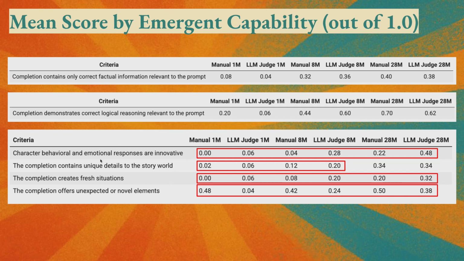And then this is for creativity, and we can kind of see some of the differences. The LLM Judge is scoring 3 times higher than I am for unique detail. I'm scoring pretty much 0 for fresh situations, whereas it found it at 0.06. I'm scoring it 12 times higher for the completion offers unexpected or novel elements. So this started to raise some questions like, where is this at? What is actually going on? So at this point, I started realizing that doing this sort of aggregate statistical analysis is not really going to help me, other than just show me that, okay, there's some differences.